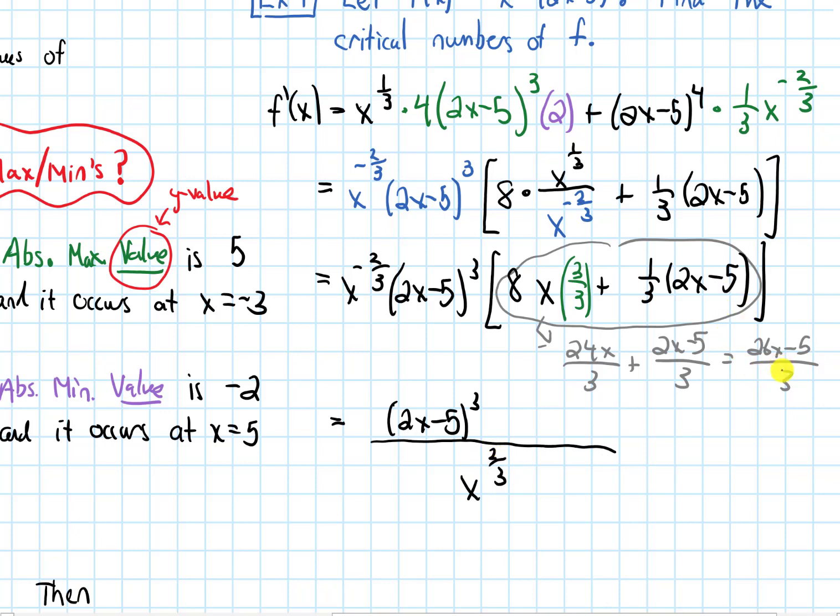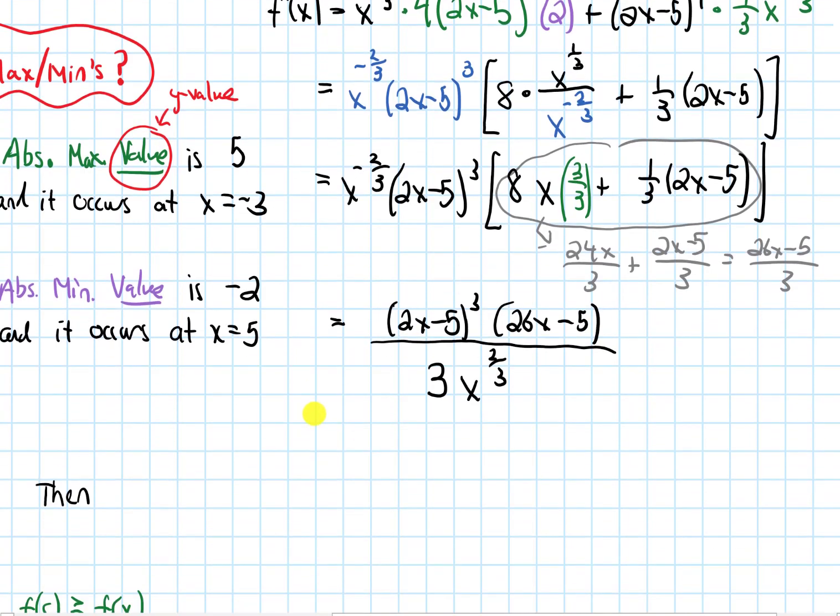The 3 in the denominator from this fraction will multiply the x to the 2/3. So I'll get 3 times x to the 2/3. And then the 26x minus 5 will be multiplying what I have on the numerator. 26x minus 5. Alrighty, so let me write that minus 5 better. That is our derivative, just simplified.